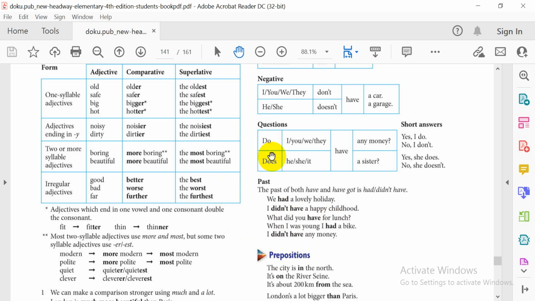Okay. This is when you make have got and have past. When we make the have got and have past, you must change have got and have to had.